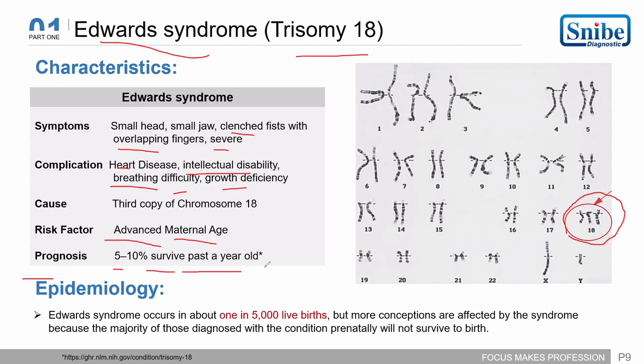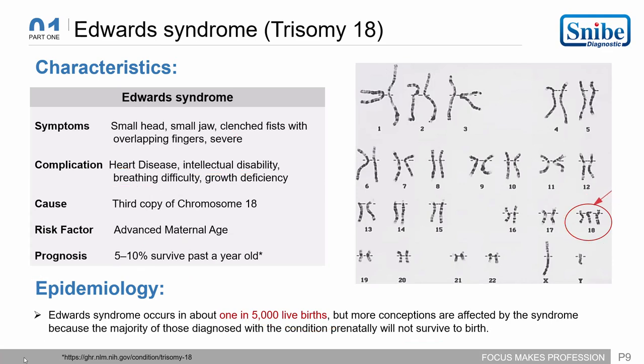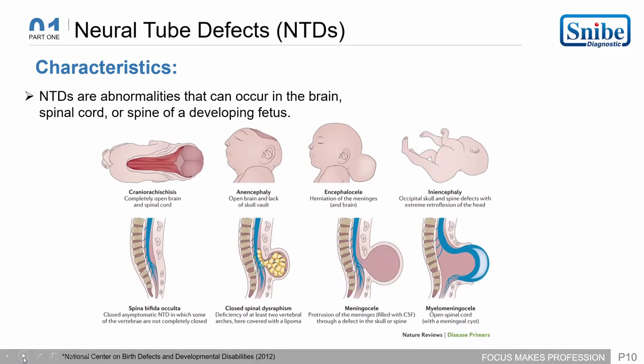If we talk about the epidemiological distribution, the global distribution is about 1 in 5,000 live births, but more conceptuses are affected by the syndrome, because the majority of those diagnosed with the condition prenatally will not survive to birth. So this is very important. This is more lethal as compared to the other congenital disorders.